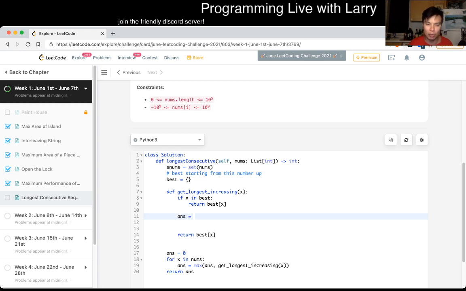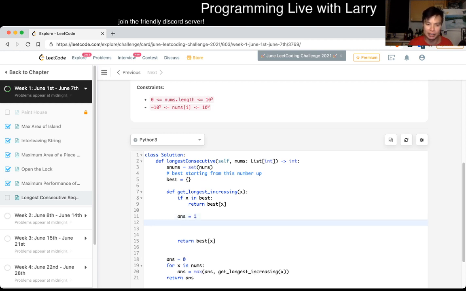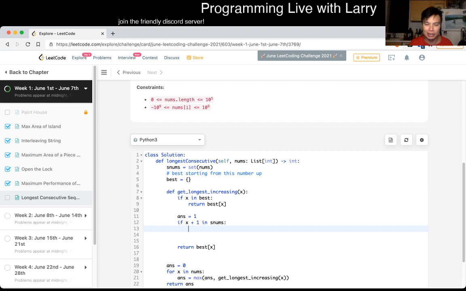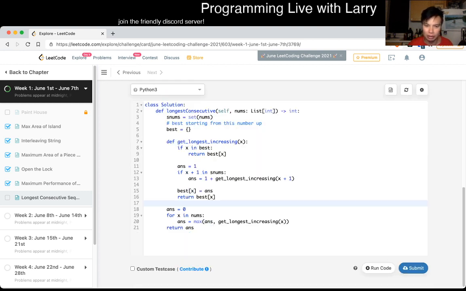Let's just say answer is equal to 1 for the current number, assuming that's already in set. So if x plus 1 is in s nums, then answer is equal to 1 plus get longest increasing of x plus 1. At the very end, we just do best of x is equal to answer. And then, yeah, I think this should be good.